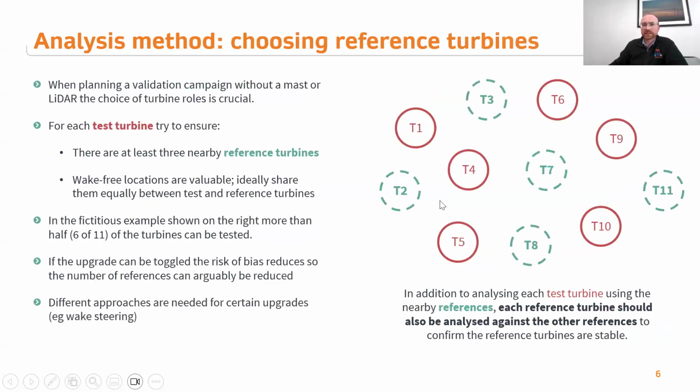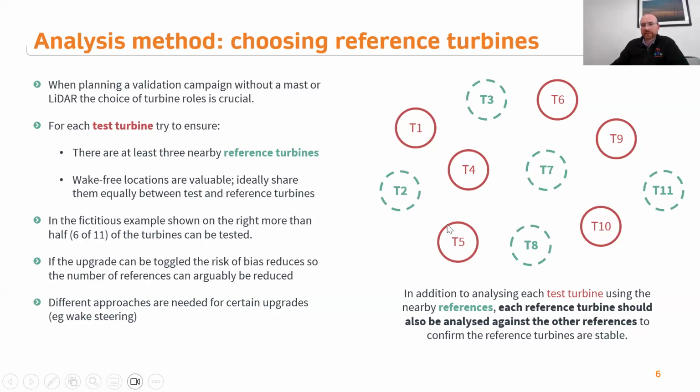In terms of planning a campaign and choosing references, I've got some thoughts here on how it's best to do that based on our experience. So generally speaking, we want to ensure that any given test turbine has at least 3 nearby references. I like to use 3 references because then if one of the references is drifting, you can use the other 2 to identify that drift. You also want to share wake-free locations fairly equally between the test and reference turbines, because wake-free data is the most valuable data. It's the lowest noise data you generally get.